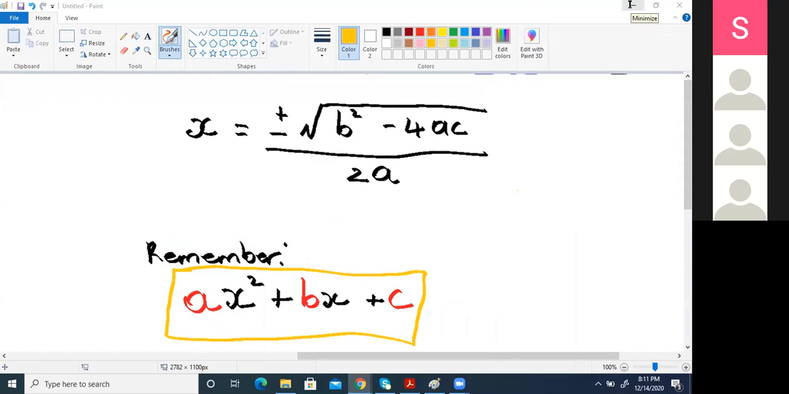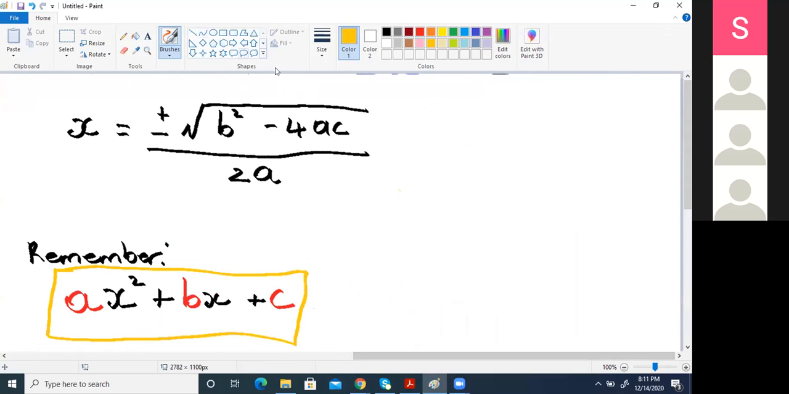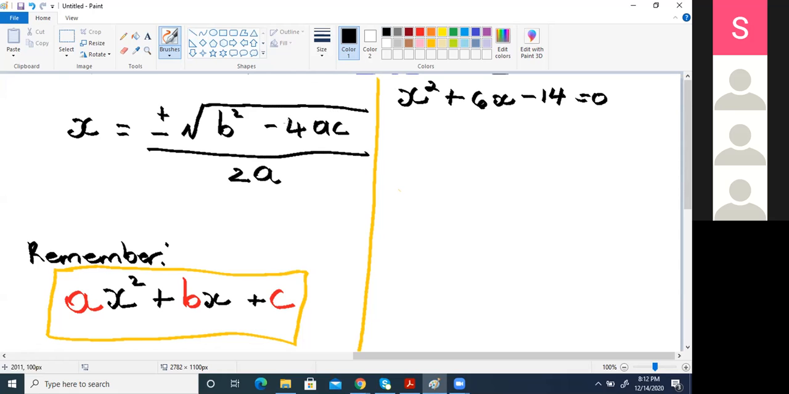All right, great. So have you written off what I have here on the screen? Okay, so I can make some space. Everybody still with me? Sorry for the technical difficulties. All right, so we're going to use this formula to solve this quadratic equation: x squared plus 6x minus 14, right? So we're solving this using the quadratic formula.